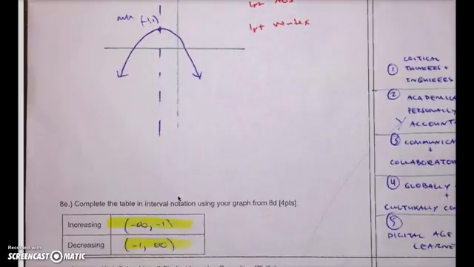Okay. So using this graph right here, it says complete the table in interval notation using your graph from 8D. So up here, they want to know where it's increasing. Increasing and decreasing essentially means going from left to right. Where is it going up and where is it going down? So the graph is going up from here, which is going left. That's negative infinity, and we're going to stop at negative 1 on the x-axis.